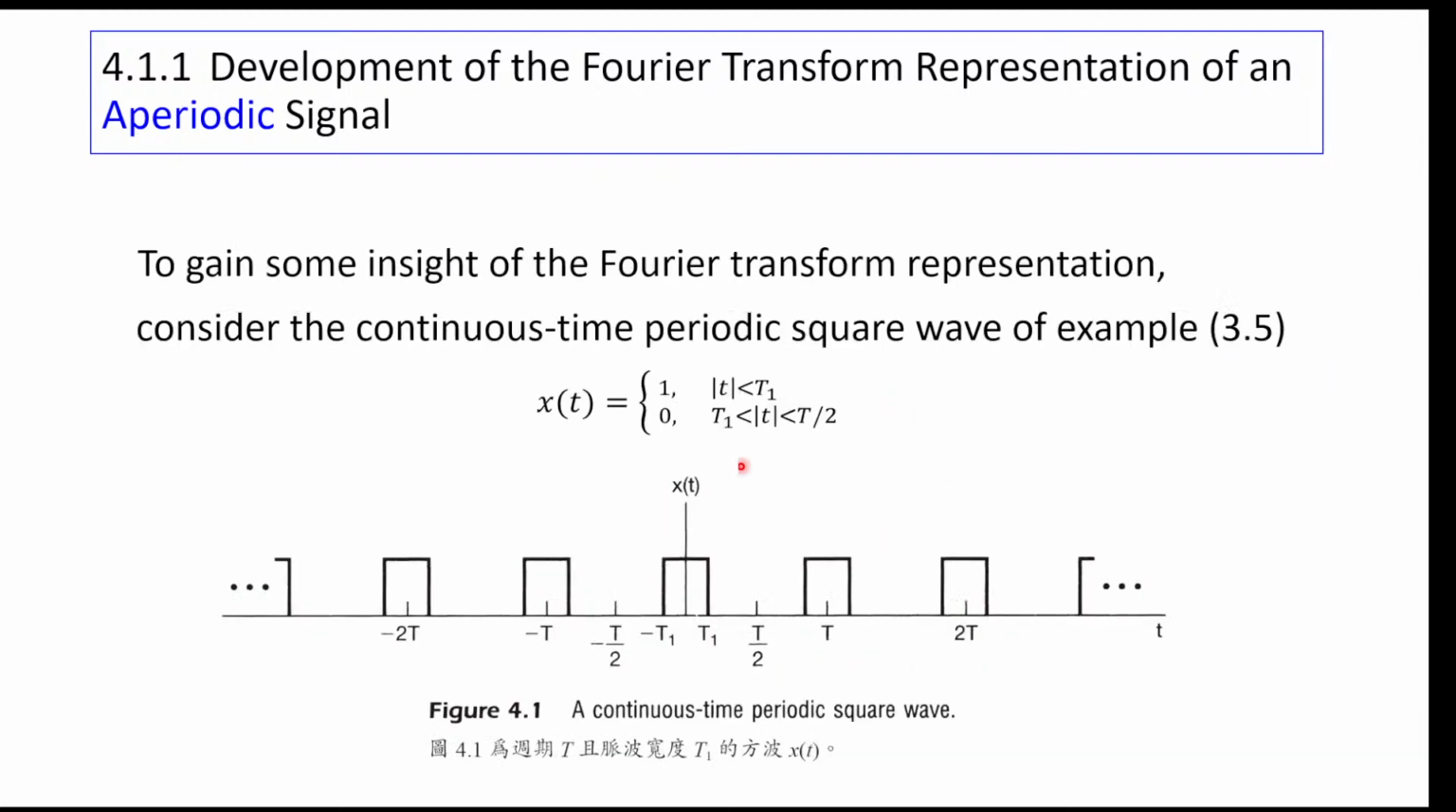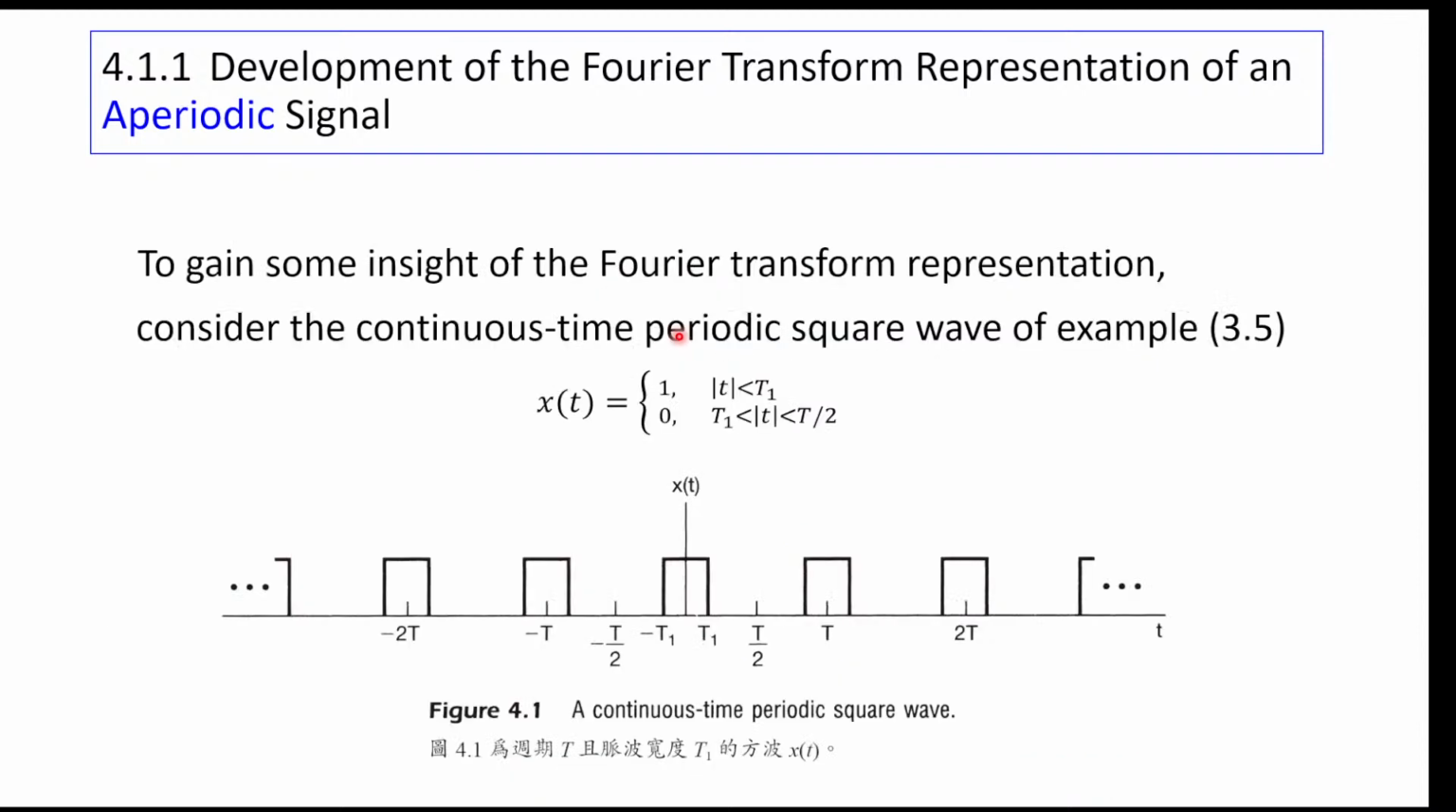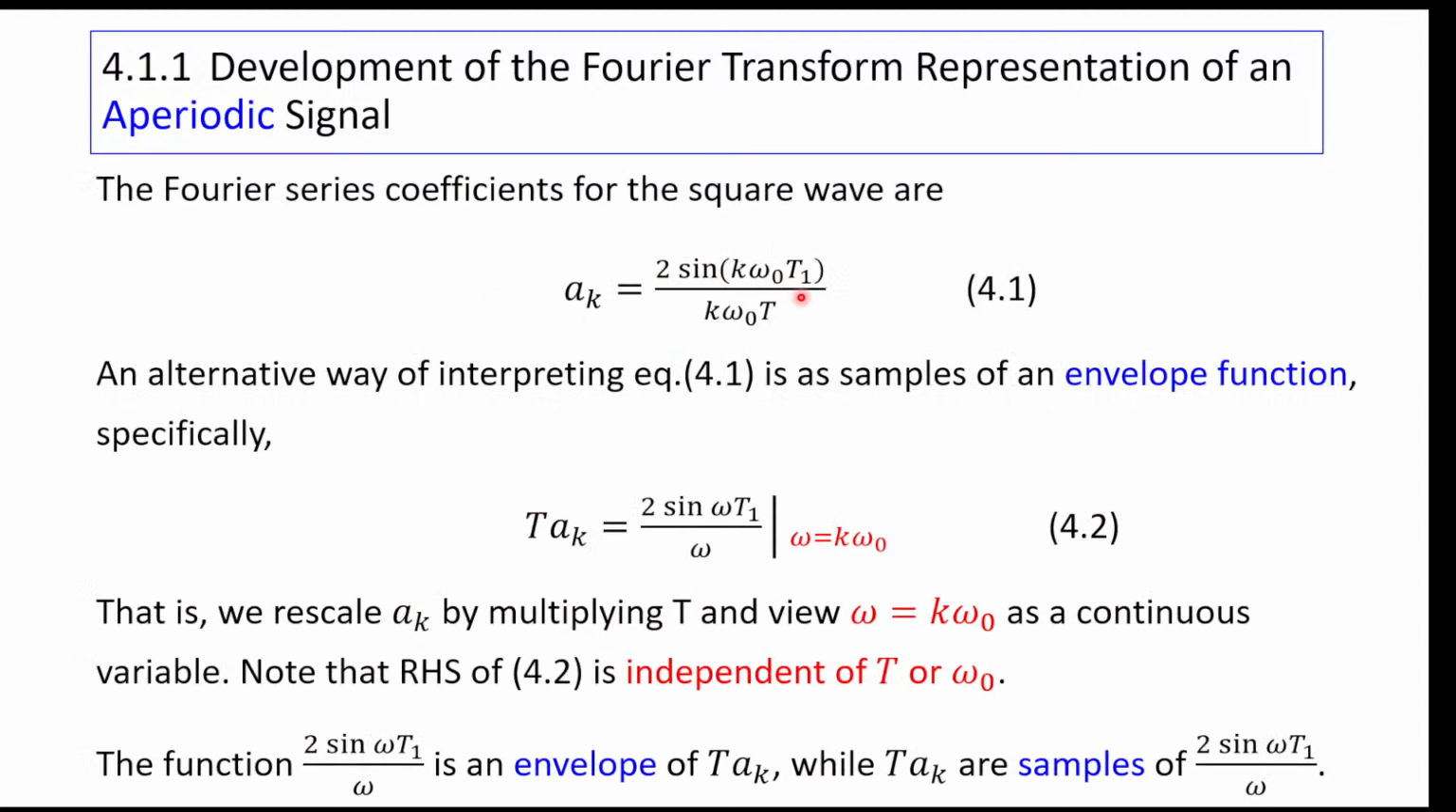We start with some intuition from this block wave signal. We try this periodic block wave signal, a block from minus T1 to T1, with the period big T. We have calculated the Fourier series coefficient a_k, which is a sinc function, sine k over k. Here we actually need to see the detail: a_k equals 2 sine k omega naught T1 over k omega naught T. And so we can describe this with an envelope function.